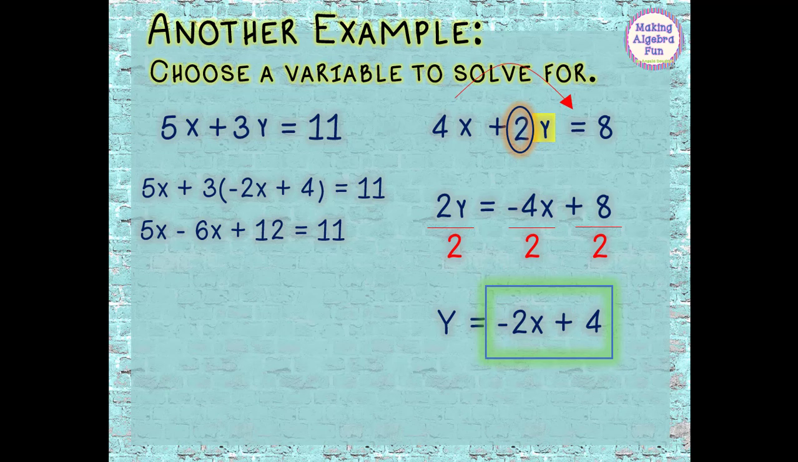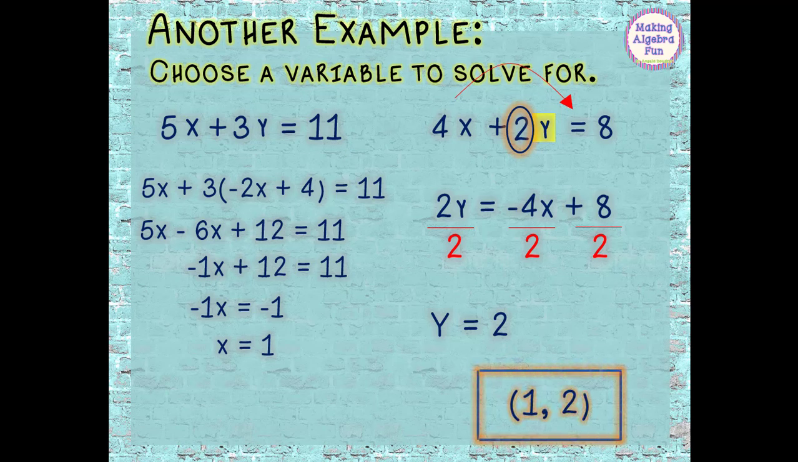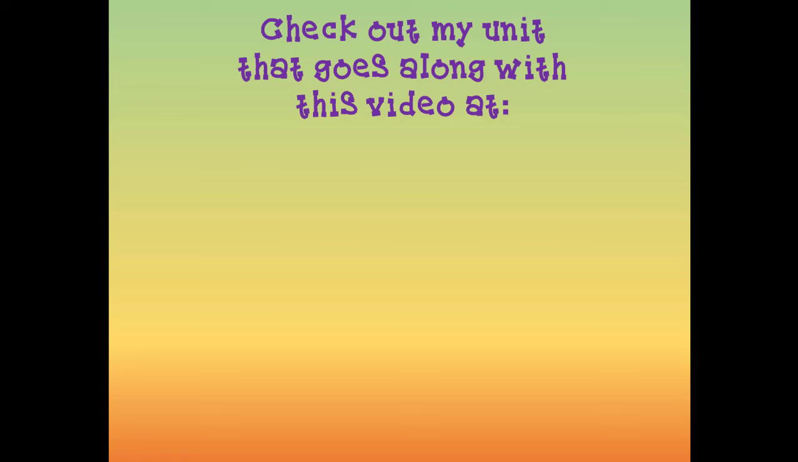So I distributed the 3. I'm going to combine my like terms, and I'm going to solve this two-step equation. Once I know what x is, I can replace it, and I can get y. And it turns out y is 2. So it's the same answer that I got the long way before, but it was a little bit easier because I didn't have to work with any fractions. So I know that may have sounded confusing, but if you practice this, I promise you it will get better.